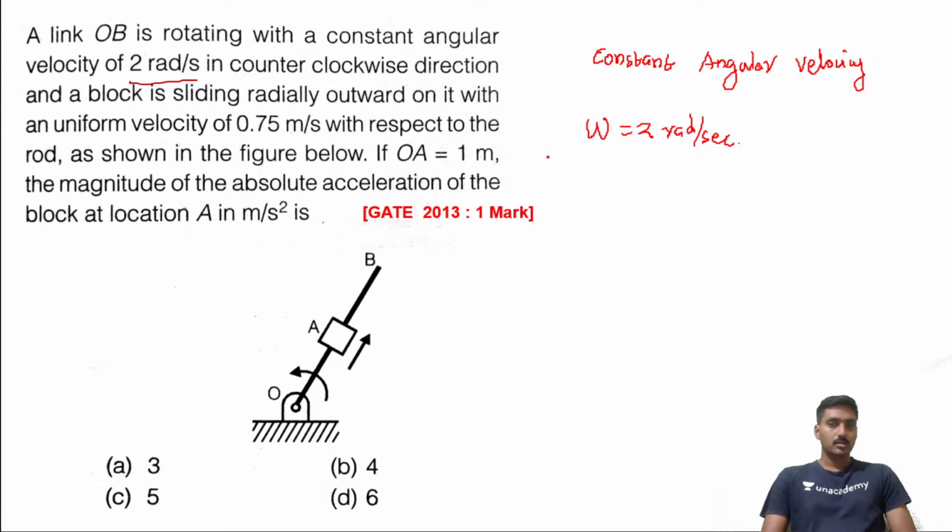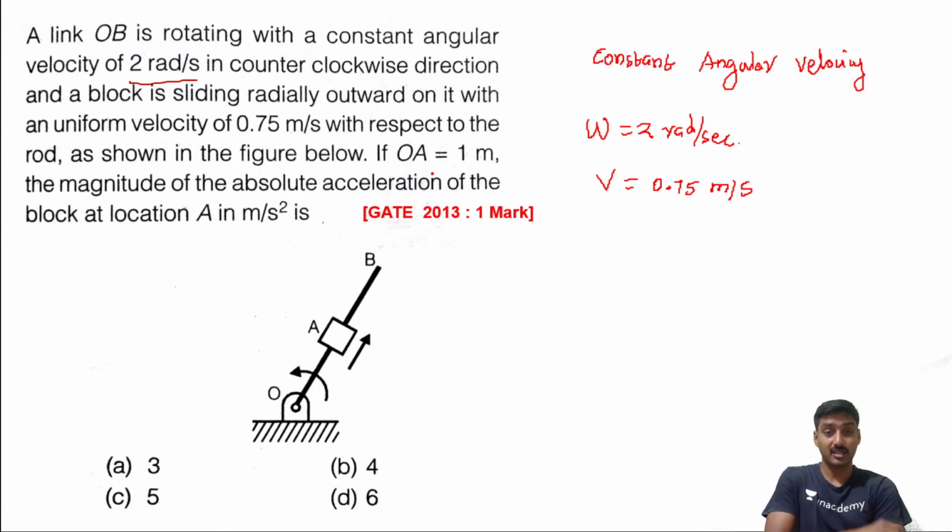Now, this block is sliding radially outward with respect to the rod. Velocity V is equal to 0.75 meter per second. Now, in the figure OA is 1 meter. What will be the magnitude of the absolute acceleration of the block at location A in meter per second square?